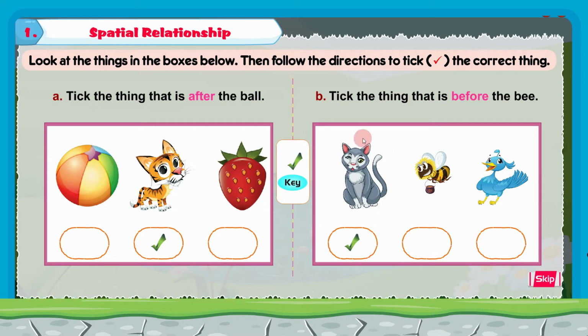So, this is before, this is after. For B, this is before and this is after.